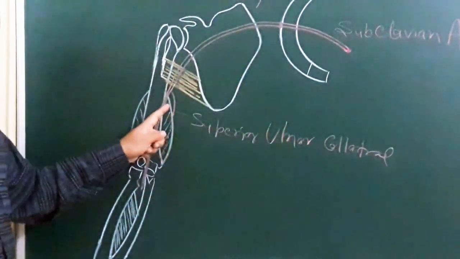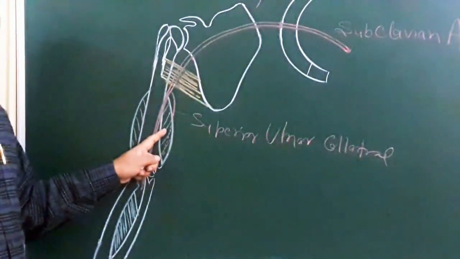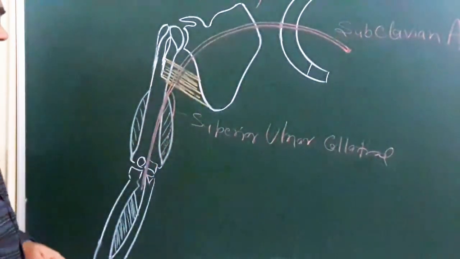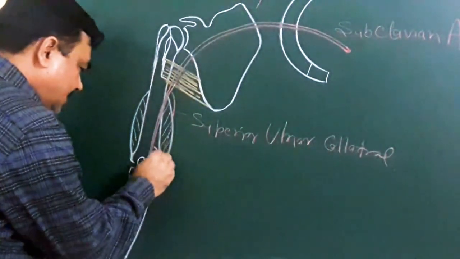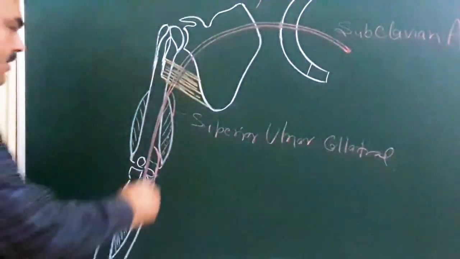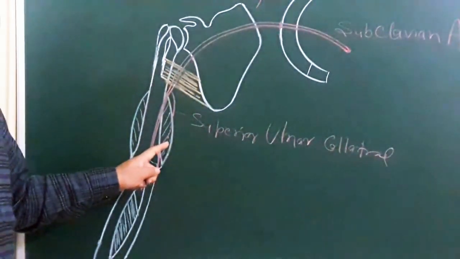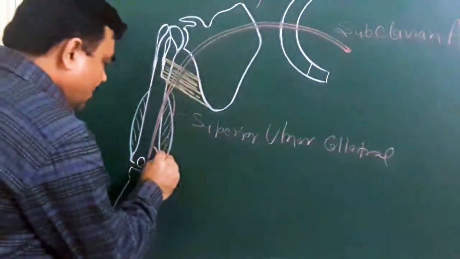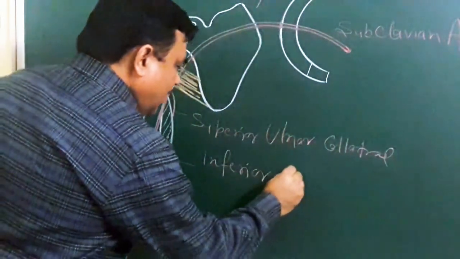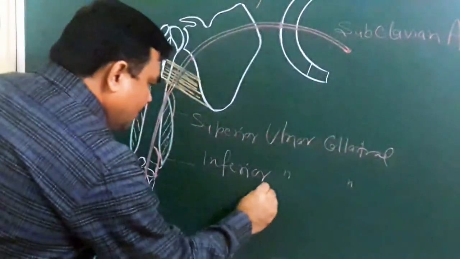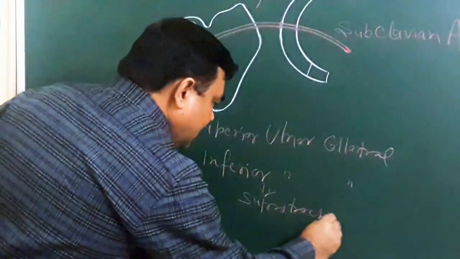This is the superior ulnar collateral artery, which descends downward behind this medial intermuscular septum. And the next branch is the inferior ulnar collateral artery. It passes anterior to this intermuscular septum. This is also known as the supratrochlear artery.